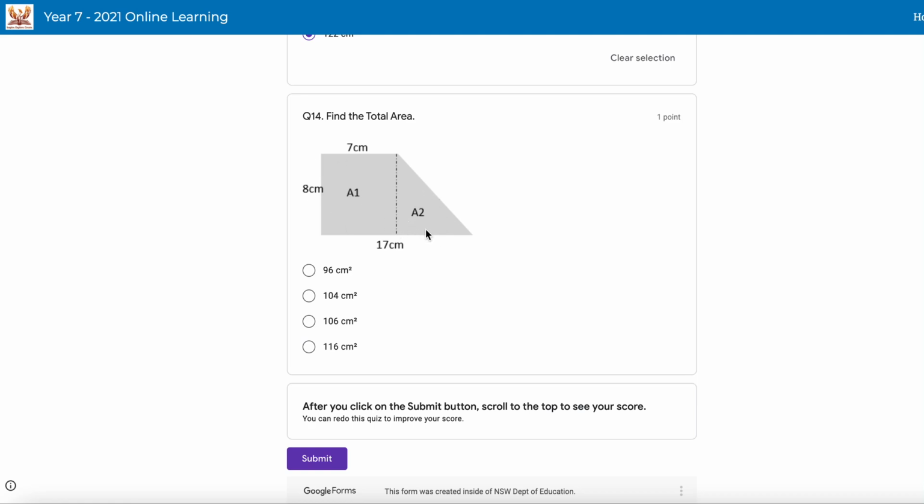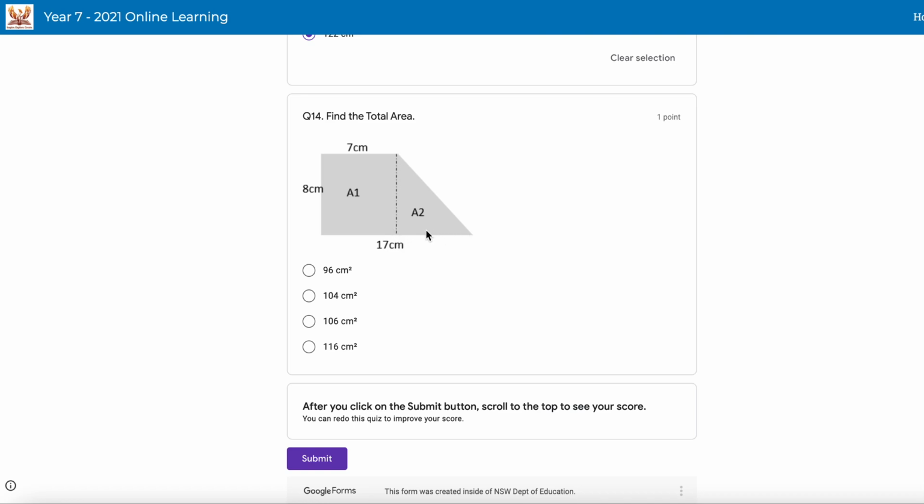And then we need to find the area of A2 here. So this is a triangle, and the triangle formula is a half times base times height. And we know that our height here is 8 centimetres because this side here is opposite this side, and it's parallel to this side. So whatever this side is, that's going to be the same as this side here. So it's 8 centimetres.